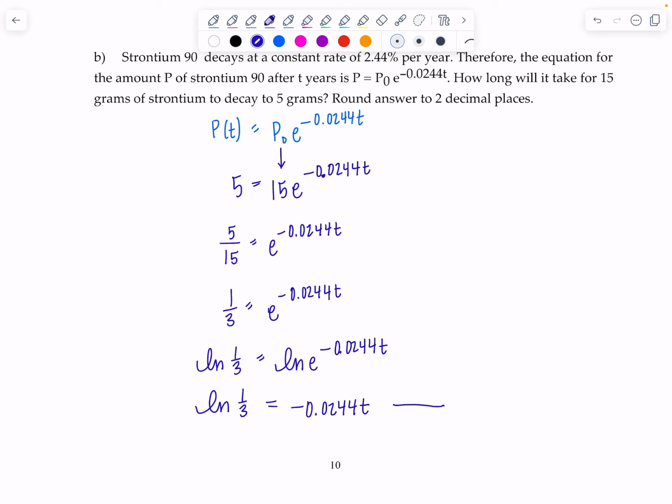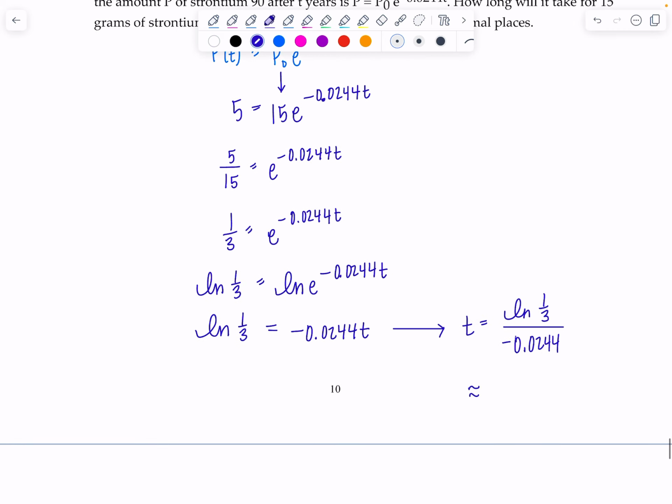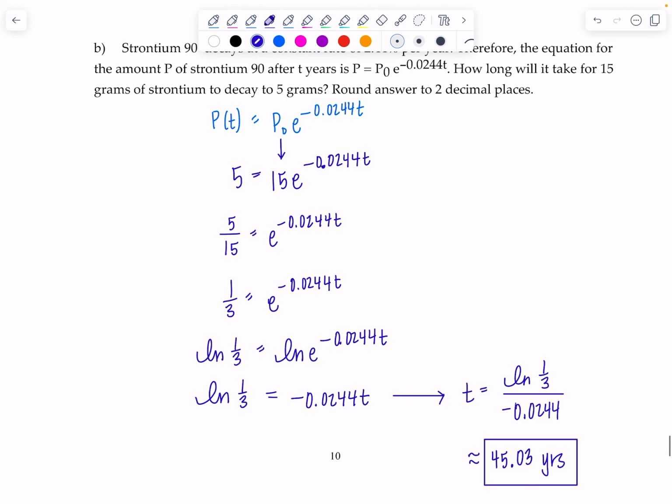And then last step to get t, it's ln 1/3 divided by negative 0.0244. And then if you punch that in your calculator, it should be approximately 45.03 years. And that's it. So the last page, everybody got right. It was pretty straightforward. We did some spicier examples in class with half-life and stuff, but there was quite a bit of graphing and other important topics.